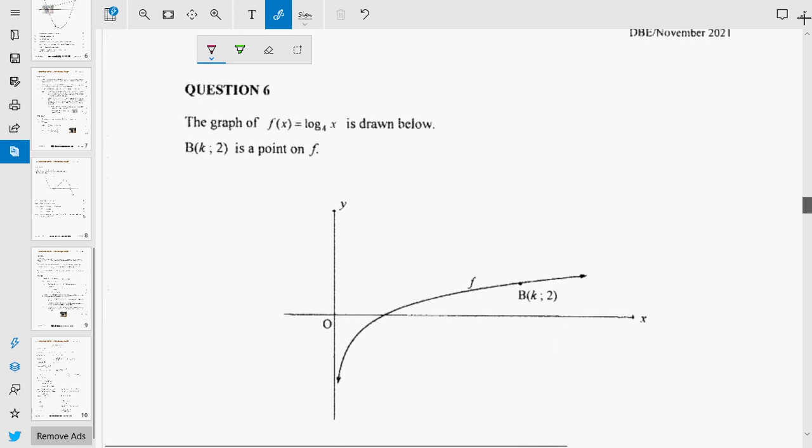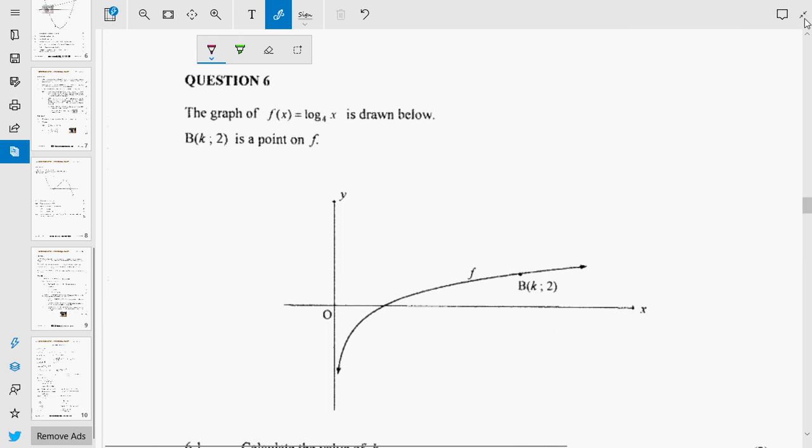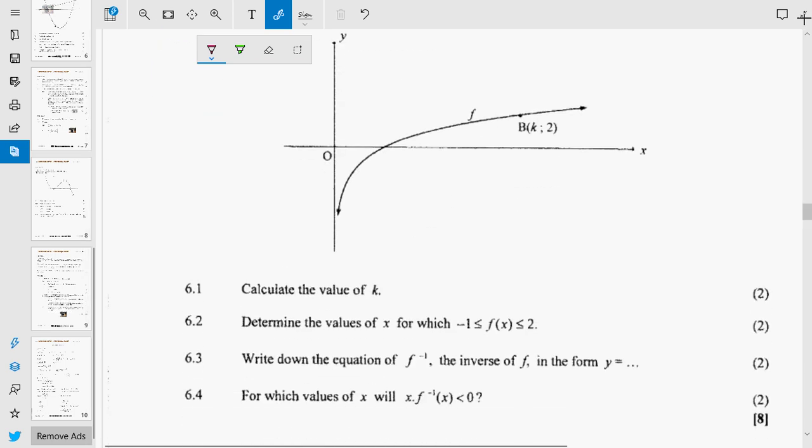Now question 6 was a little bit tricky. In this question, you are given the graph of f, which is a log. Now they give you point B, and they say B, which is (k, 2), is a point on f. The moment they say this, this point must satisfy this equation. That is a fact I'm going to use in the first part of the question because they're asking for the value of k. You can see that k is x. I know that y is 2. So 2 is equal to the log of k base 4.